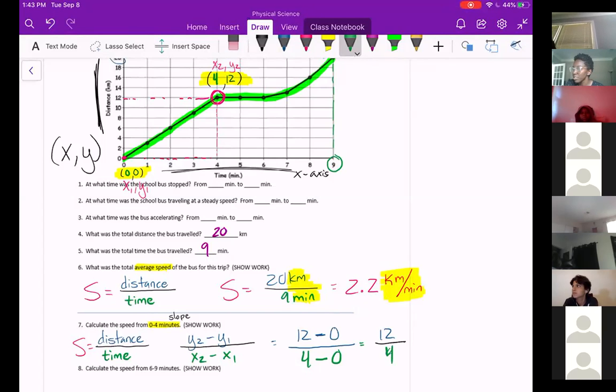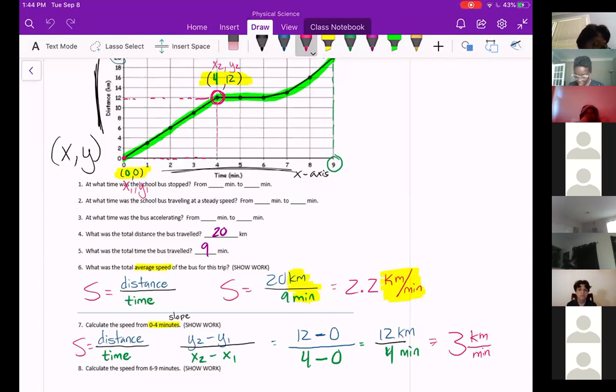Any questions thus far before I finish this? Okay, so 12 divided by 4. Remember this 12 was in kilometers, this 4 was minutes. If I divide those, I get 3. Everybody agree with that? And this is kilometers per minute. That's the speed that this bus was going from 0 to 4 minutes. They won't always be pretty numbers like that.